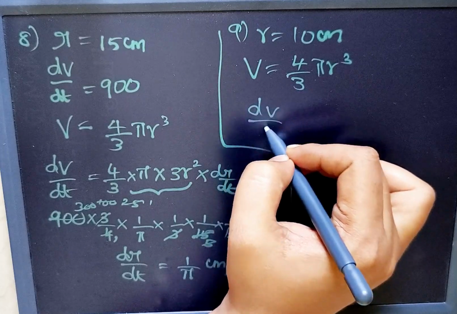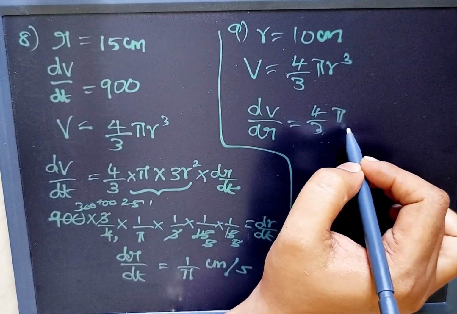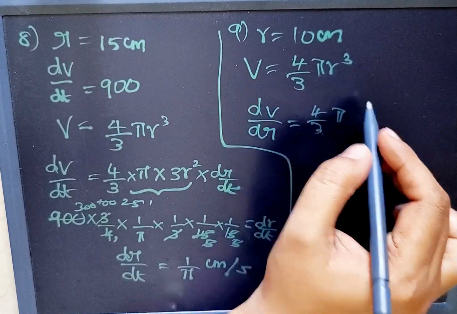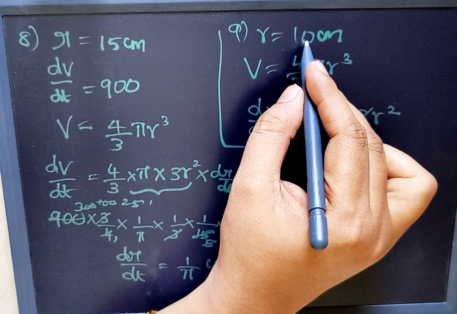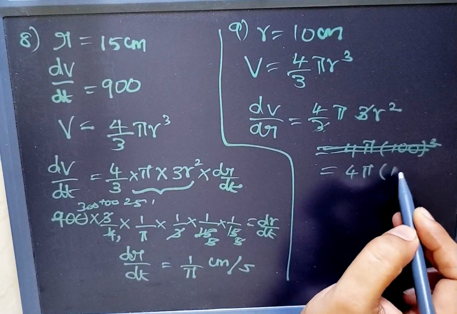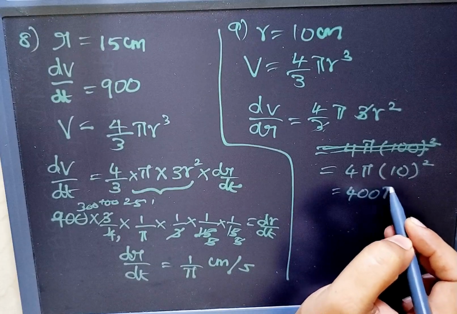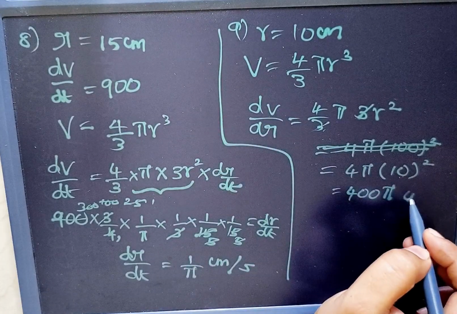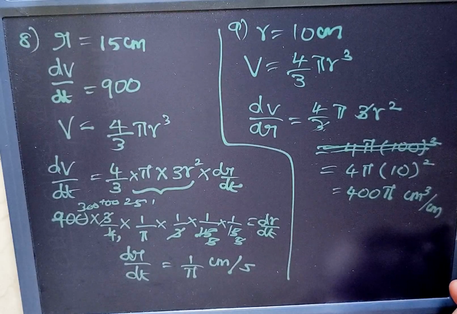Differentiating both sides with respect to r, we get dV by dr equal to 4 by 3 pi as constant, so we don't differentiate that. And r cube, it is 3r square. So 3 and 3 get cancelled. r they have given us 10. So it is 4 pi into 10 square. So 10 square is 100, into 4, 400 pi. Volume is centimeter cube and radius is centimeter. So centimeter cube per centimeter.